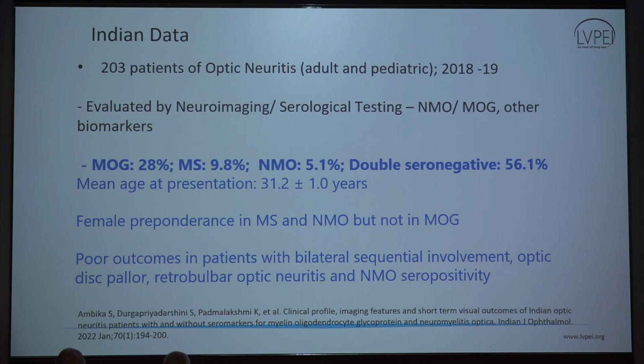What was a very important message was that despite extensive workup, nearly one half were double seronegative for NMO and MOG, and did not have MS also. The study also showed that there was female preponderance in MS and NMO, but not in MOG.